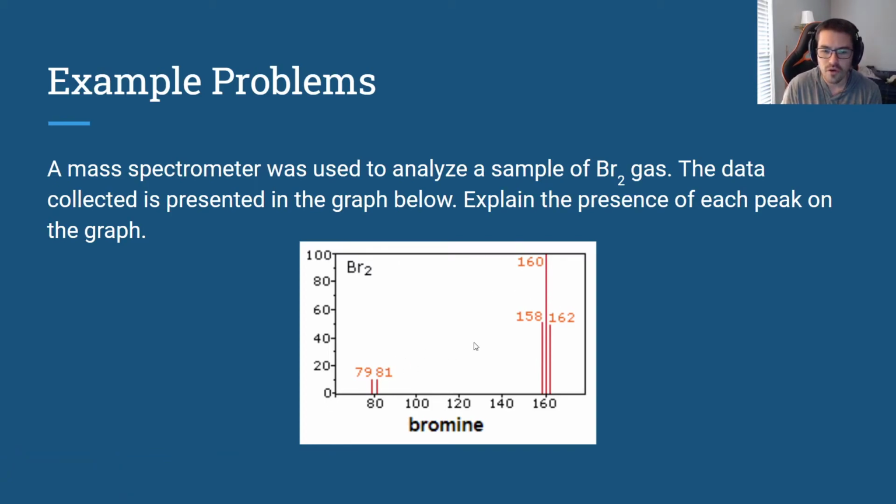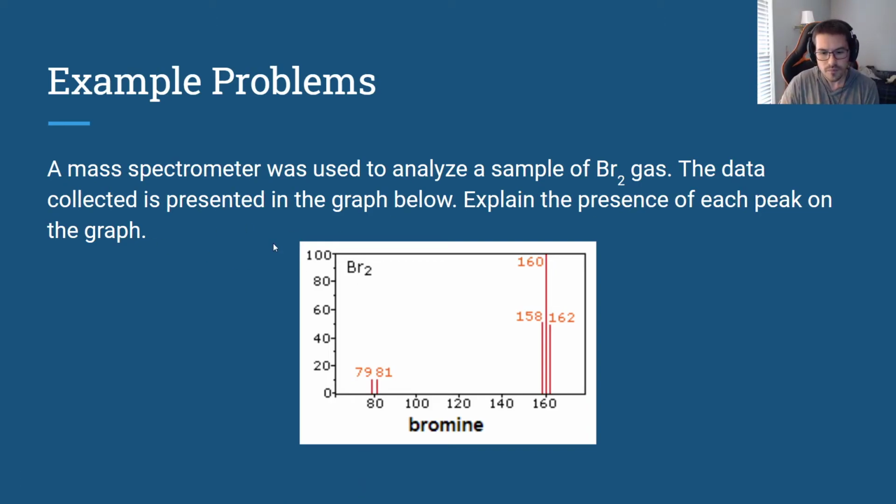Okay, it shows how common these things were picked up on the detector when compared to each other. Okay, so the 160 peak here was the most picked up, or the most detected. These right here were about half as much as that, and then these down here were much less than either of those. So we are supposed to explain the presence of each peak on the graph.